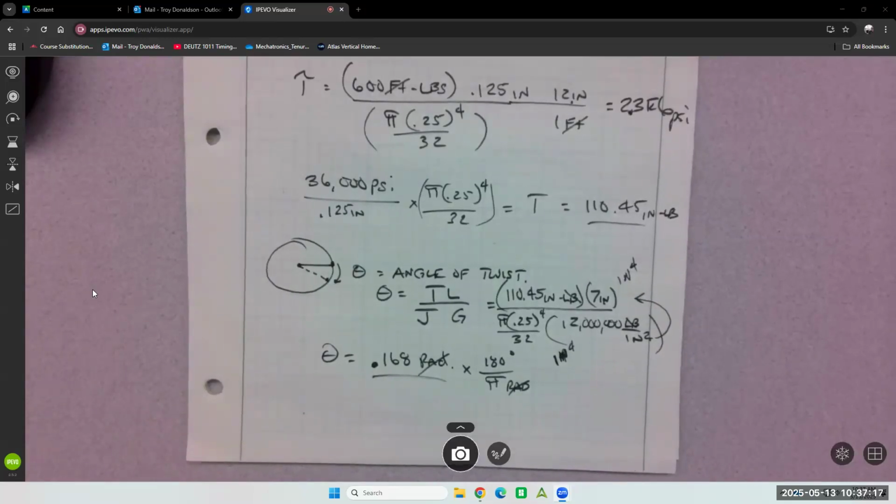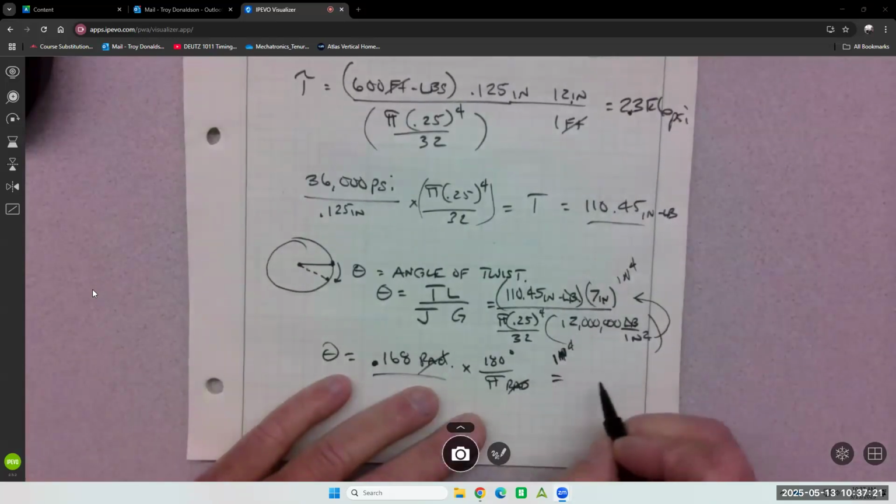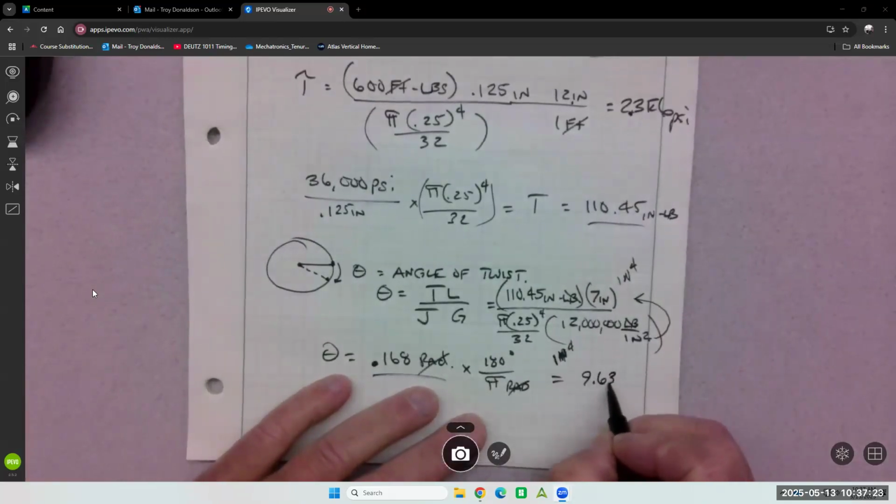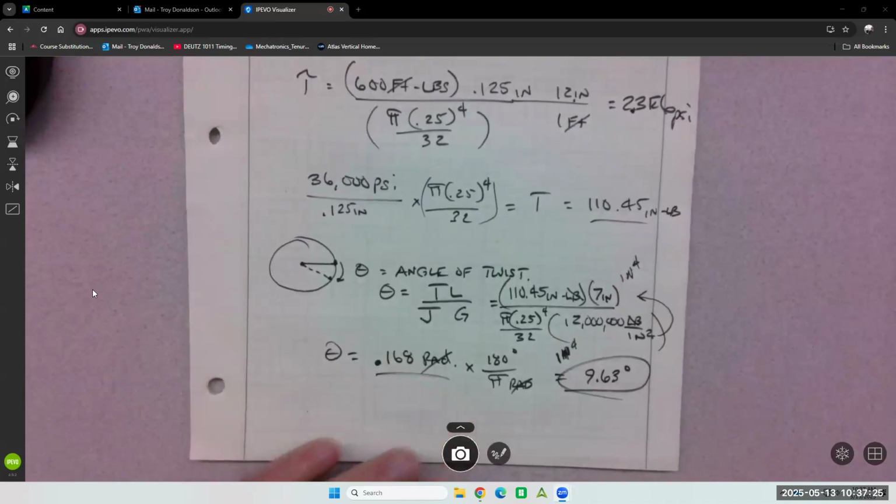Anyone got a number? 9.63-ish, right? 9.63 degrees. That is how much it twists.